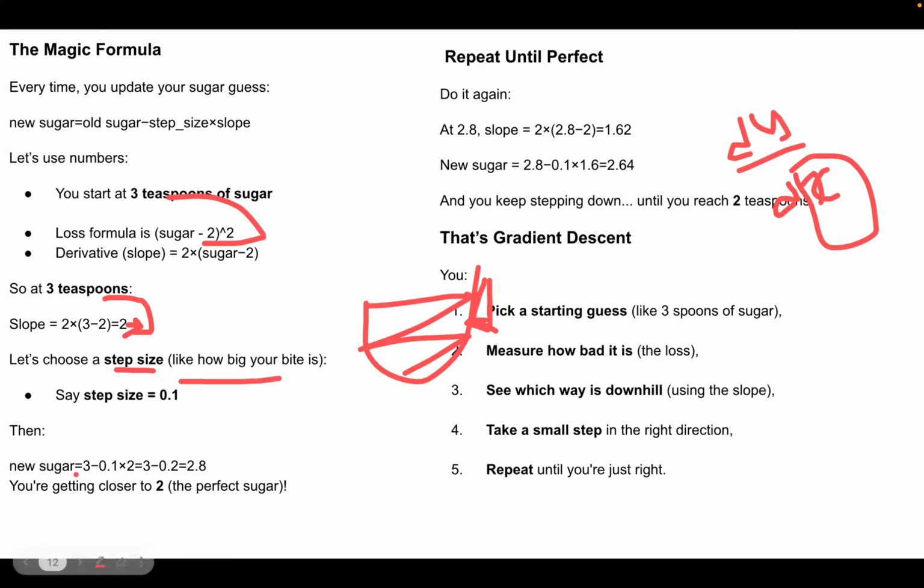So we are now doing something like 3, which is our sugar level, minus 0.1 times 2, right? 3 minus 0.1 times 2. This 3 is the sugar level. This 0.1 is our step size. And this 2 is the slope. That will be equal to 3 minus 0.2, which is 2.8. So you're getting closer. You're getting a little bit closer to a perfect sugar. All right.